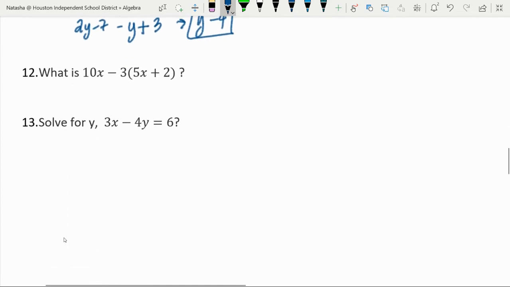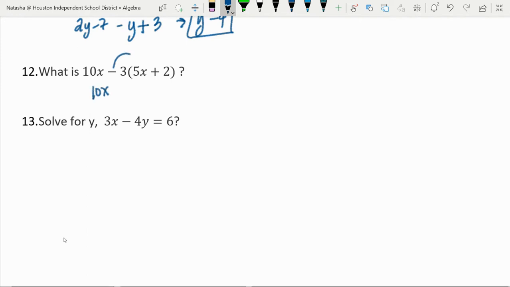Number 12, all we're doing again is simplifying and combining like terms. So this is going to be 10x, and then 3 times 5 is going to give me negative 15x. And then negative 3 times positive 2 is going to give me negative 6. Combine like terms. So 10 minus 15 is going to give me negative 5x minus 6.